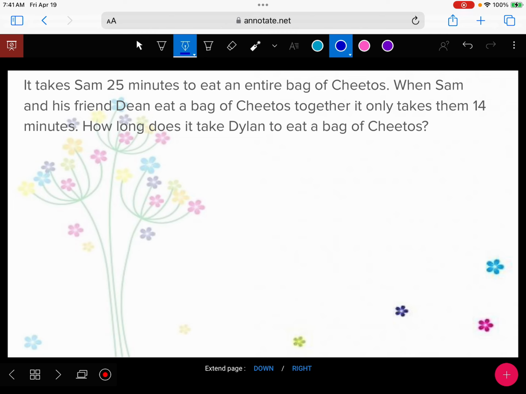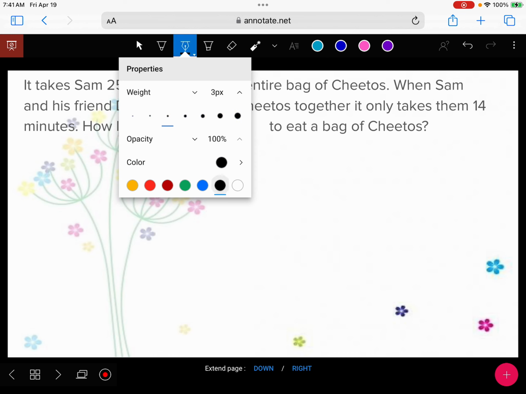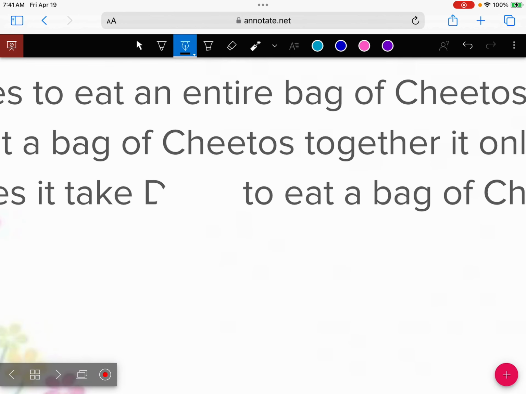All right, so we've got, it takes Sam 25 minutes to eat a bag of Cheetos. When Sam and Dean eat together, it only takes them 14 minutes. And then randomly, we're asking about a Dylan. Dylan's not in there, it's Dean. Because supernatural. Huzzah. So I'm just going to fix that name so we're not asking about a mysterious third person.